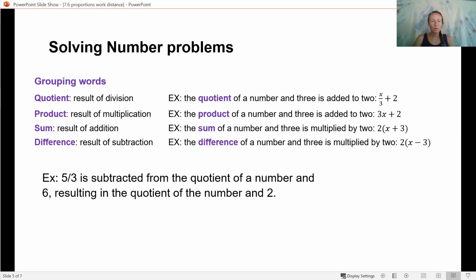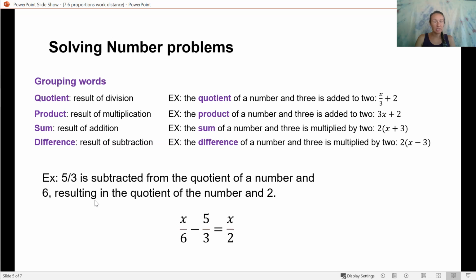So that you can kind of get your hands on the symbol that you're going to use when they say number, right? So when they say 5/3 is subtracted from the quotient, that means 5/3 is going to get subtracted from something that has 2 numbers in it. So the quotient is of a number and 6. So our quotient is x over 6, and we're subtracting from that the 5/3. Remember, when you subtract from, you start somewhere and then you subtract from that, okay?